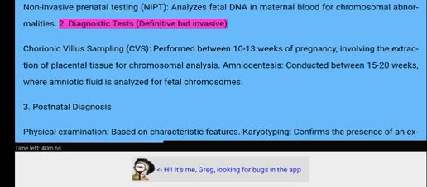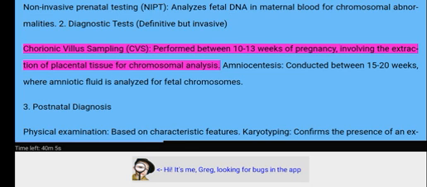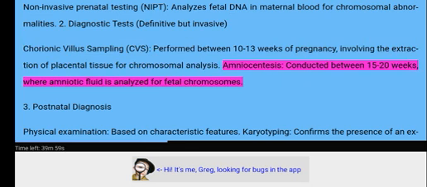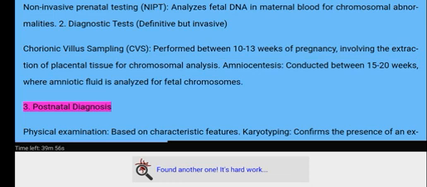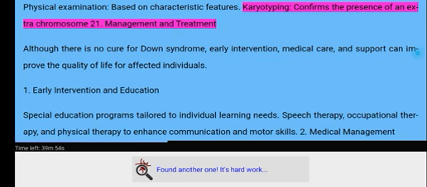2. Diagnostic tests, definitive but invasive. Chorionic villus sampling (CVS), performed between 10 to 13 weeks of pregnancy, involving the extraction of placental tissue for chromosomal analysis. Amniocentesis, conducted between 15 to 20 weeks, where amniotic fluid is analyzed for fetal chromosomes. 3. Postnatal diagnosis. Physical examination, based on characteristic features. Karyotyping, confirms the presence of an extra chromosome 21.